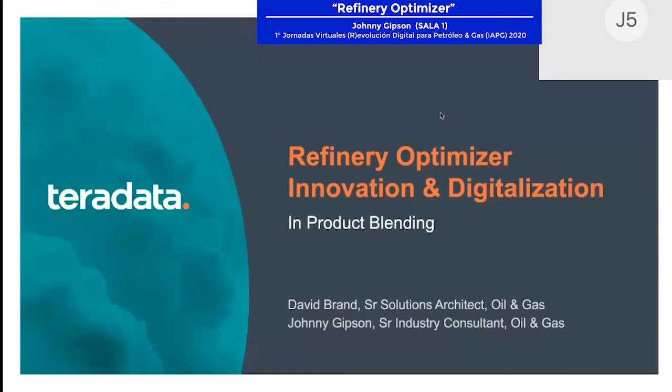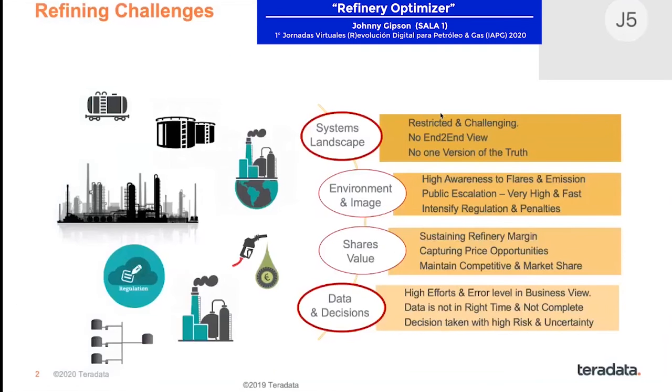A lot to cover. So the refinery challenges we see with our customers, there's really no end-to-end view. There's no real one version of the truth. There's always fighting of where the data came from, what source did you use, what timestamp did you get that information from, how is it being put together. You'll see there are two that are really highlighted there, the landscape and data and decisions. We believe that if you get your data correct, it will fix a lot of problems that you have.